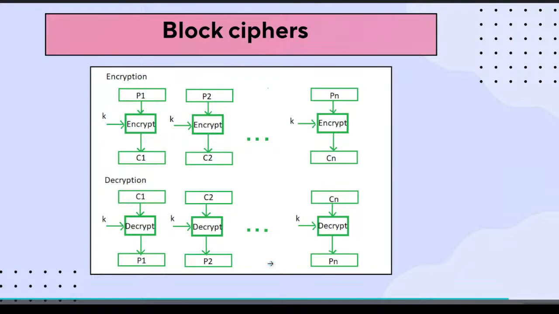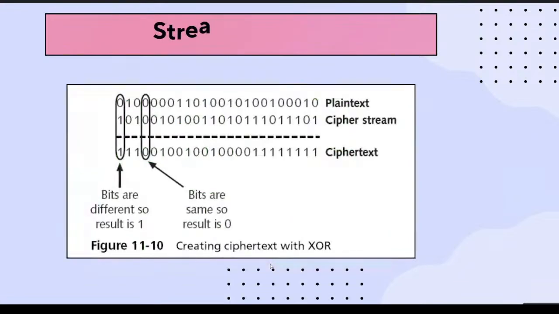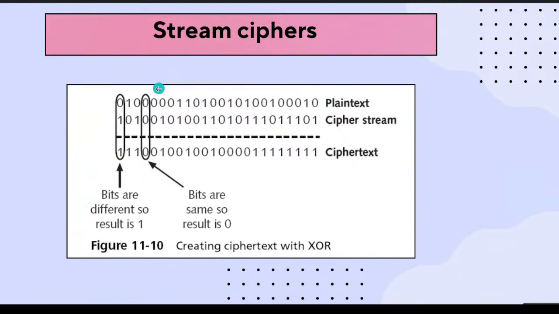And it can technically be used for any length of plain text. Stream ciphers, you could say XOR is an example of a stream cipher, because they are not split into blocks, and each bit is used as plain text with a key for encryption or decryption.